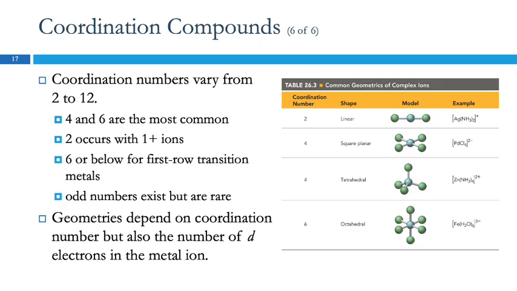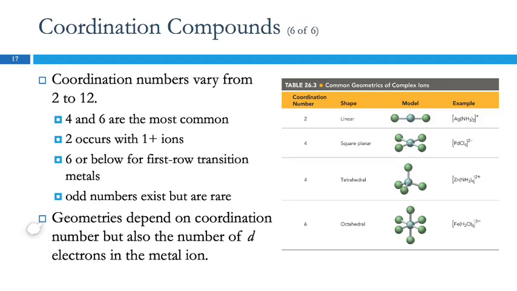The coordination number, that secondary valence, we see coordination numbers varying from 2 up to 12. 4 and 6 are the most common. 2 will occur with positive 1 ions. It's not as common. In the first row of transition metals, we're only going to see up to 6. It's possible to have odd numbers, but those are rare, so we're not going to talk about them.